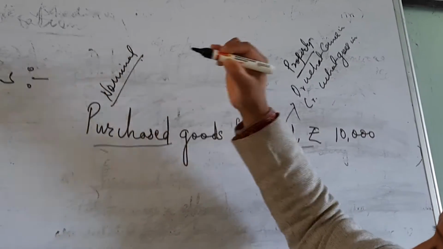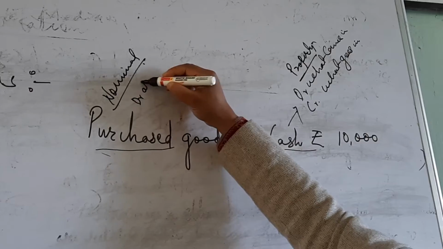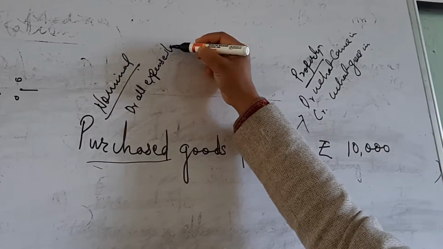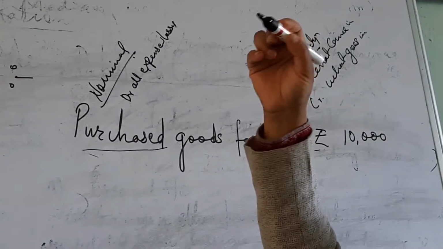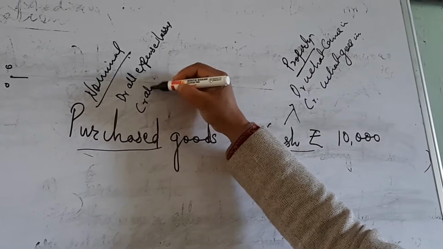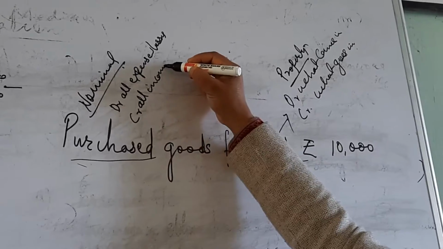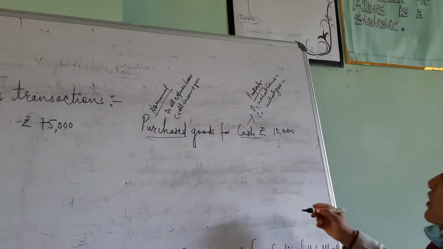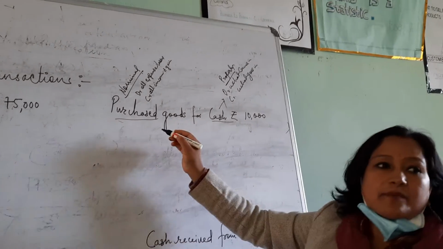Now what does the nominal rule say? Debit all expenses and losses, credit all income and gain. You haven't learned this at home or what? Credit all income and gain. Okay. So see, cash comes into the business.